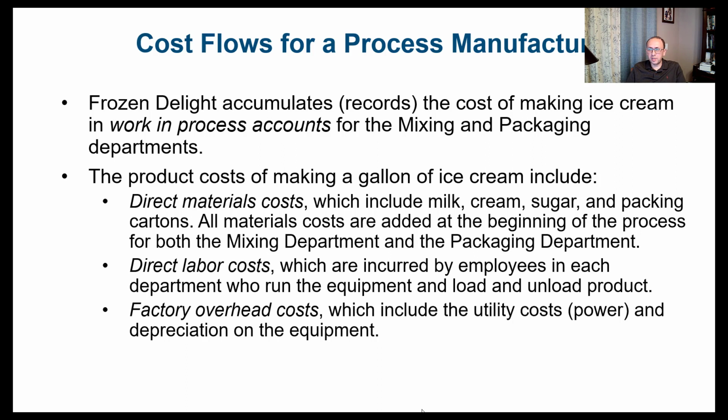So the product cost of making a gallon of ice cream includes the following. We have direct material cost, which includes milk, cream, sugar, and packaging cartons or boxes. All material costs are added at the beginning of the process for both the mixing department and the packaging department. We also have direct labor cost, which is incurred by employees in each department who run the equipment and load and unload product. And the factory overhead costs, which include utility costs, things like the power and the depreciation on the equipment, and other overhead costs that we cannot really relate directly to the product being produced.